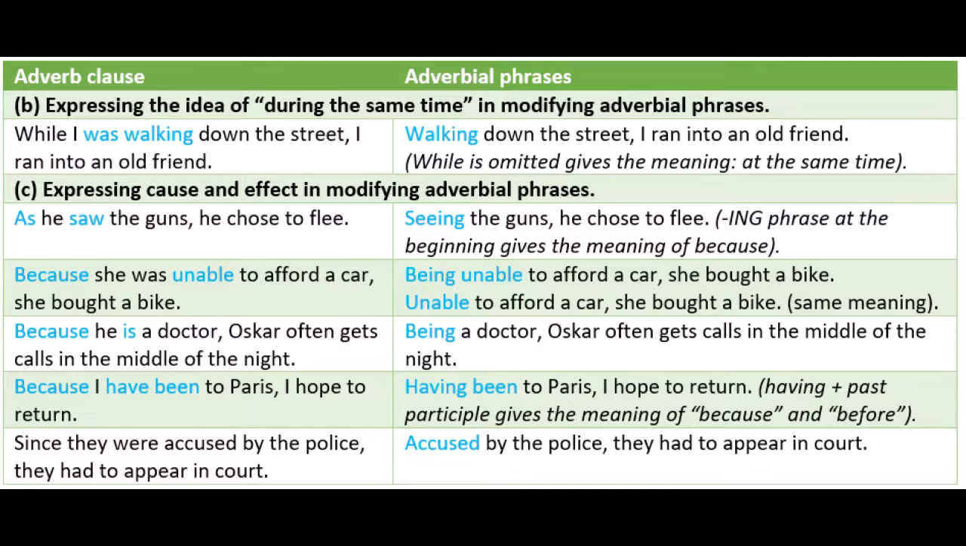C. Expressing cause and effect in modifying adverbial phrases. As he saw the guns, he chose to flee. Seeing the guns, he chose to flee. An ing phrase at the beginning gives the meaning of because.